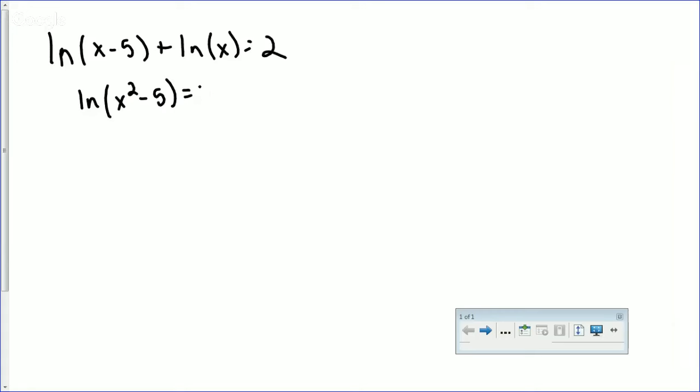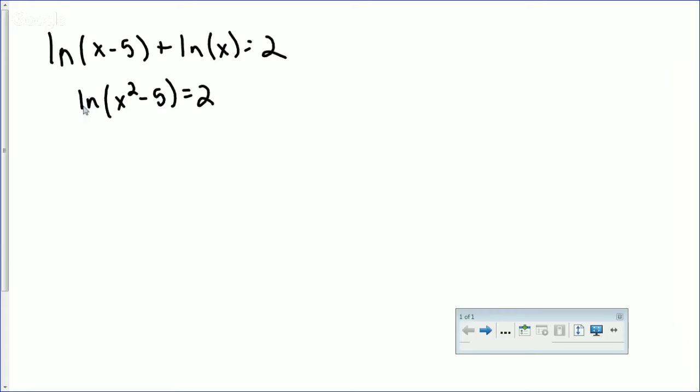So we have ln of x minus 5 plus ln of x equals 2. Now my goal is to solve this for x. So with ln, in addition, I combine that through multiplication. So I'll go ahead and take x times both of these, and we'll get x squared minus 5x equals 2.